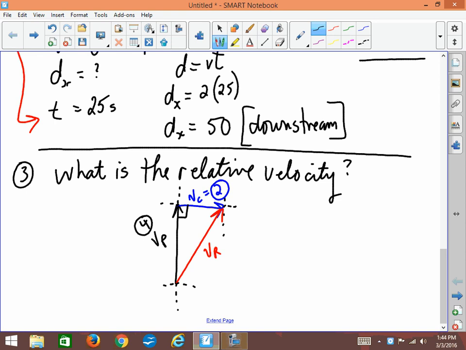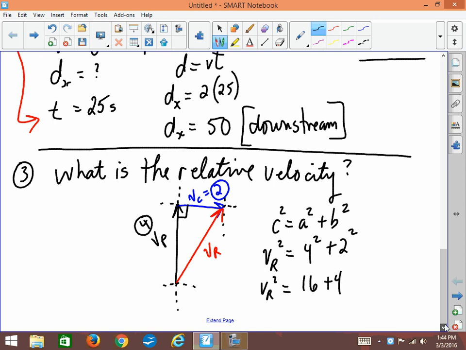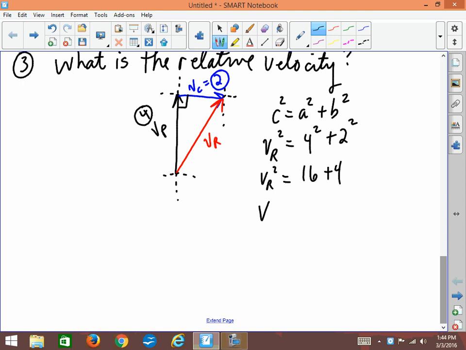All right. So what we're going to do here is, I think, the easiest thing to do is Pythagorean Theorem. C squared equals A squared plus B squared. And so VR squared will be 4 squared plus 2 squared. So VR squared is equal to 16 plus 4. And so VR then would be the square root of 20, which is about 4.5-ish meters per second. But that's only the magnitude.